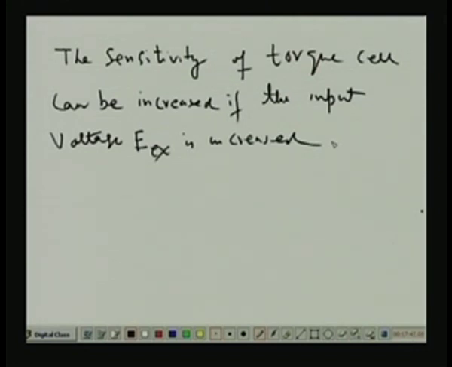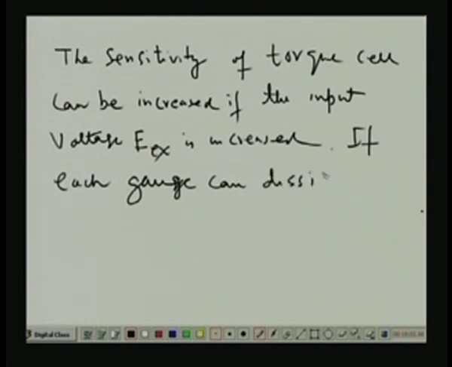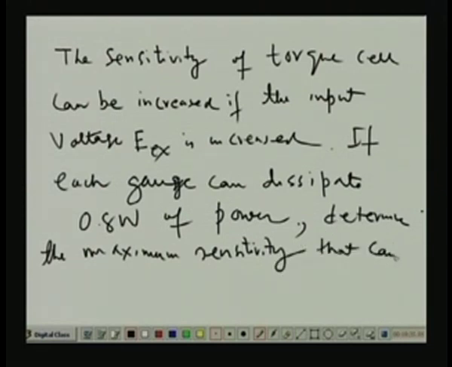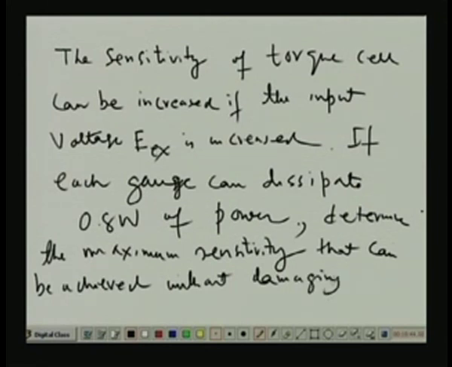is increased, if each gauge can dissipate, each gauge means each strain gauge dissipates 0.8 watt of power, determine the maximum sensitivity that can be achieved without damaging the strain gauge.